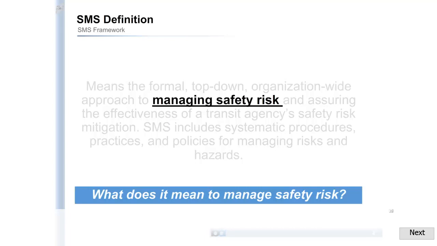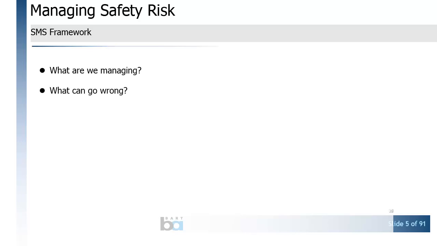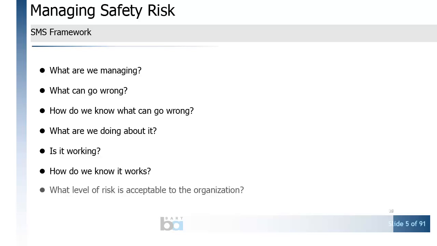What does it mean to manage safety risk? To answer this question, you need to ask yourself: 1. What are we managing? 2. What can go wrong? 3. How do we know what can go wrong? 4. What are we doing about it? 5. Is it working? 6. How do we know it works? 7. What level of risk is acceptable to the organization?